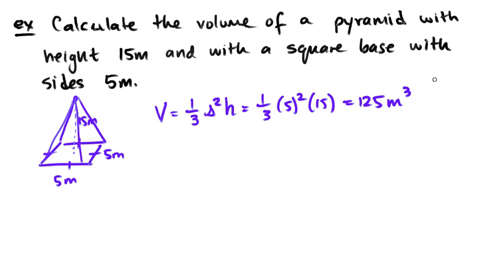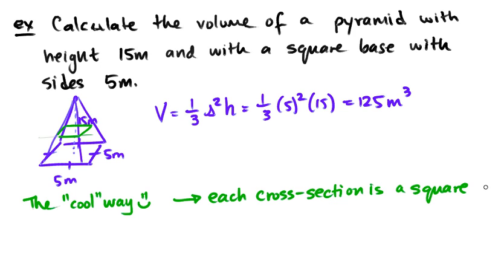So let's take a look at the cool way of doing it. First of all, we need to know what shape each cross section is. If you cut a slice across here, you would end up with little tiny squares. So that's the first thing that we need to do. And we want to take a look at the square that happens at height y. Well, the whole height was 15, and if I go up y, that leaves 15 minus y as the top part.